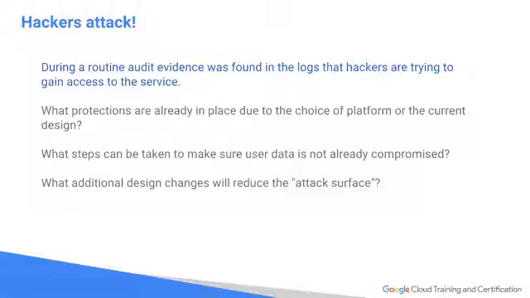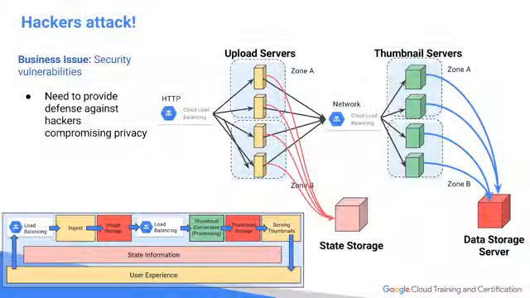So hackers do attack. During a routine audit, evidence was found in the logs that hackers are trying to gain access to the service. So we have to ask ourselves, what protections are already in place due to the choice of platform or the current design? Are there any additional steps that we can take to make sure data is not already compromised? Now, what other design challenges are we going to come across to reduce that attack surface? How do we actually start creating that layered scenario in which we can potentially isolate and disrupt any potential hackers?